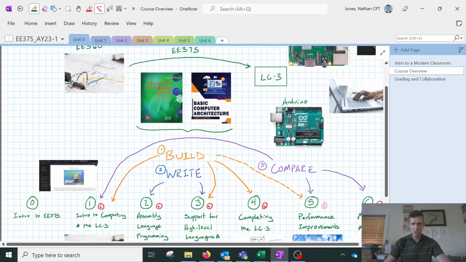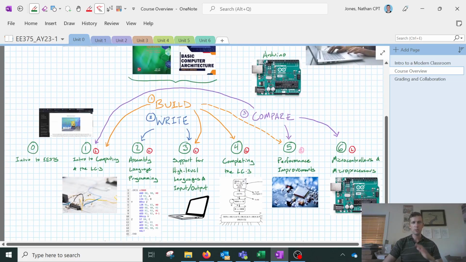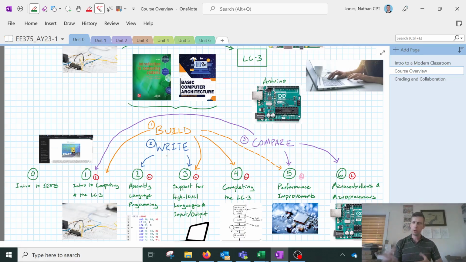I'm going to zoom out here just a little bit. I want to reiterate these three words right here. If I had to summarize the course objectives in three phrases: number one, we're going to build a working computer, at least in simulation, if not in real life. Number two, we're going to write programs for that computer that allow it to do useful things, like compute math functions or play games or interact with the user.